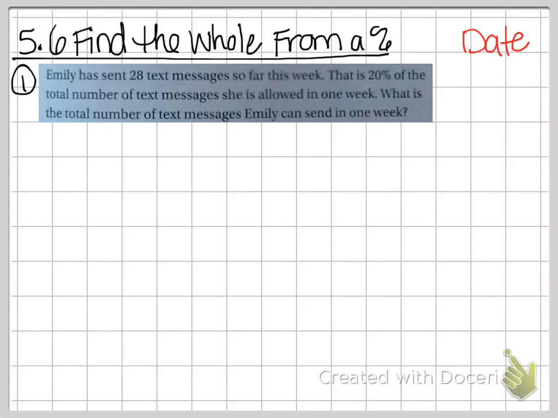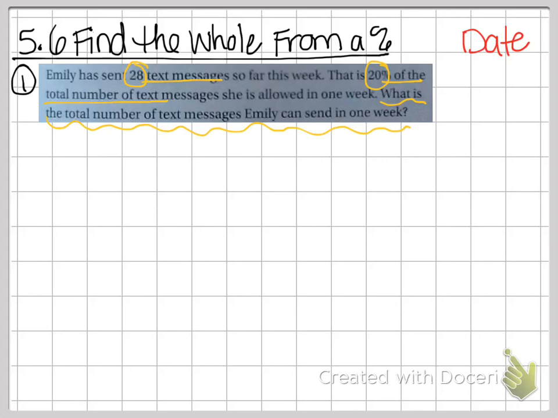Emily has sent 28 text messages so far this week. That is 20% of the total number of text messages she is allowed to send in 1 week. What is the total number of text messages Emily can send in 1 week? All right, so I know that so far she's sent 28 messages. That takes up 20% of what she's allowed to send in a week. And we need to figure out what is that total that she's allowed to send per week.